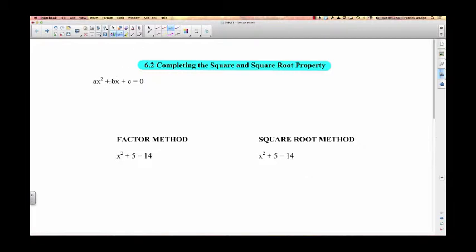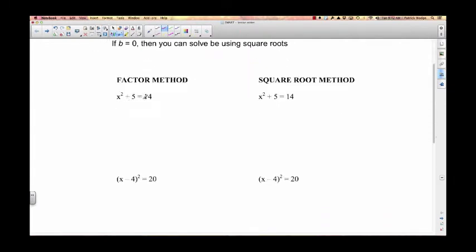So if you have a quadratic equation but b equals 0, then you can actually solve it by using square roots. So first of all, if b equals 0 in this general form of the quadratic equation, what would you have left? You'd have ax squared plus c equals 0. So if you have something in that form, ax squared plus c equals 0, then you can solve by using square roots. Now, you don't always have to, so we're going to do some examples here.